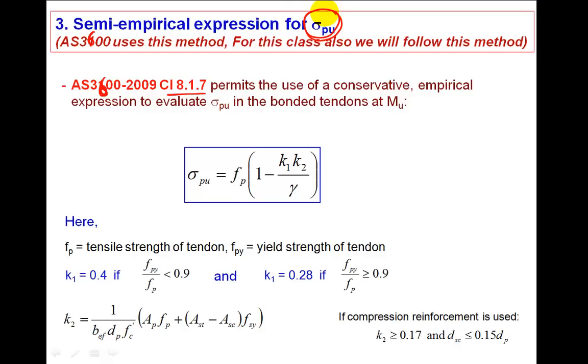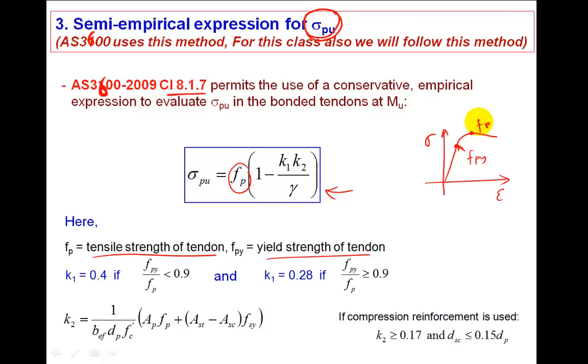It is a more conservative method, and the semi-empirical formula is given by sigma PU equals FP, that is the tensile strength of the tendon, and FPY is the yield strength of the tendon. As you can plot the stress-strain diagram for the prestressing wire, it might be like this one. Somewhere it is yielding here, so it is FPY, and the ultimate capacity, this one, is FP, the maximum tensile strength of the steel.